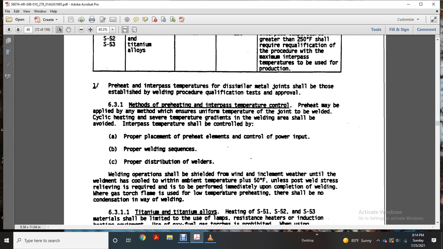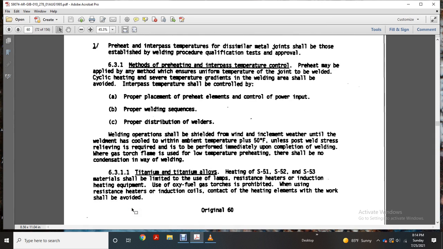Welding operators shoot with the weld wire in inclement weather until the weldment cools to the ambient temperature plus 50 degrees, and left with the pulse weld, leaving the wires performed with the intermediate upon the completion of the welded gas torch frame. Due to the lowering temperature of preheating, there will be no condensation in any welding. Any condensation in any way of the welding.